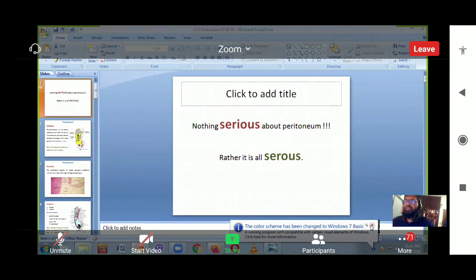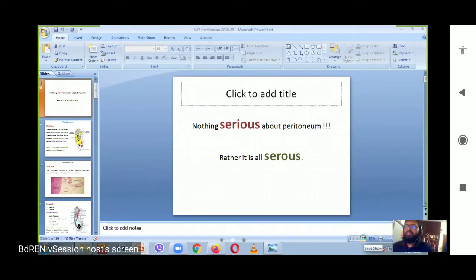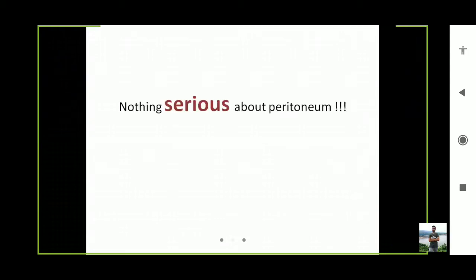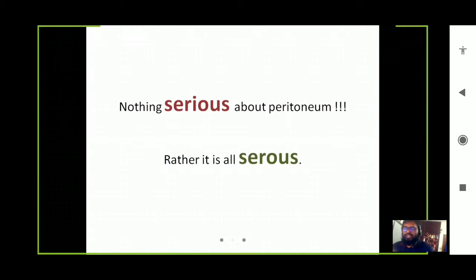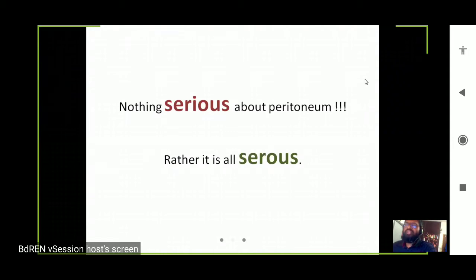Everyone says peritoneum is a serious matter. Can you see the screen sharing? Nothing serious about peritoneum. It is a serous structure, so what is there to be afraid of? There are so many serous structures in our body, so it's another serous structure, that's all. Don't take it so seriously. It can't bite you. So this is very simply a serous structure, that is peritoneum.